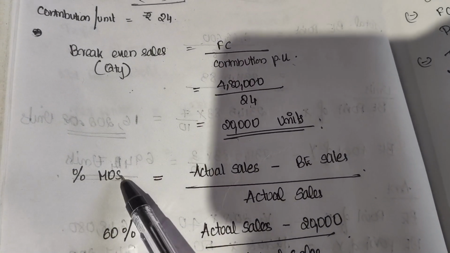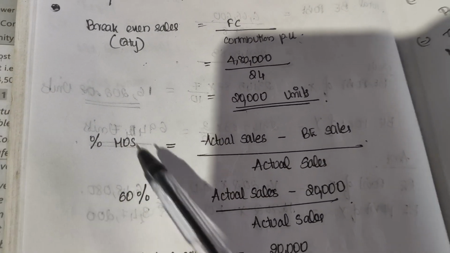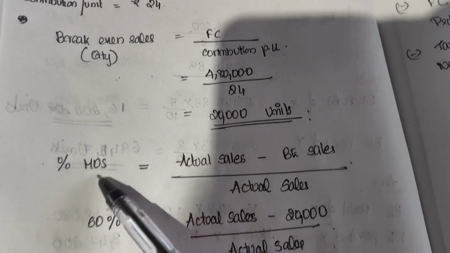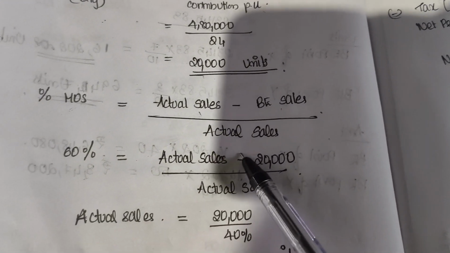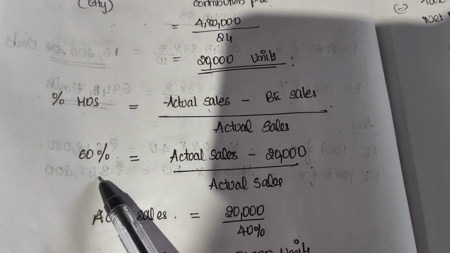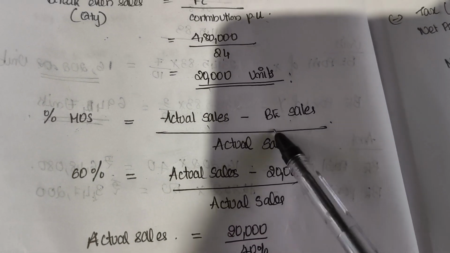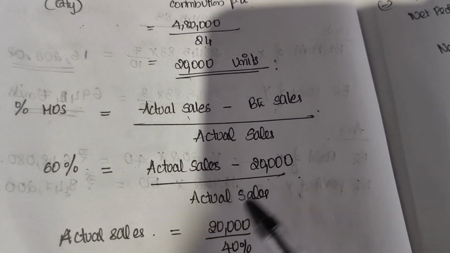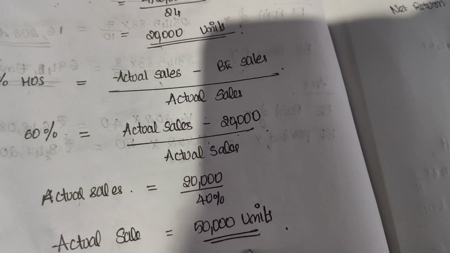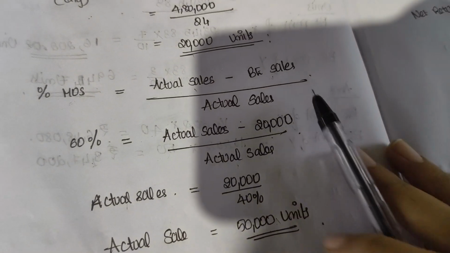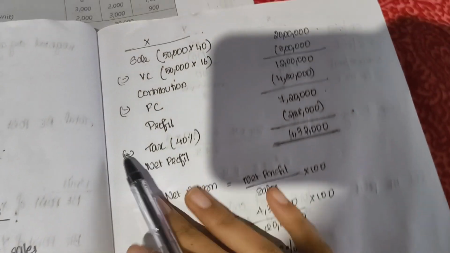And percentage margin of safety is given as 60%. So what is the formula for percentage of margin of safety? Actual sales minus break-even sales by actual sales. So 60% is equal to actual sales minus break-even sales, 20,000, by actual sales. From this we can find out the actual sales as 50,000 units. Now we can find the profit easily.